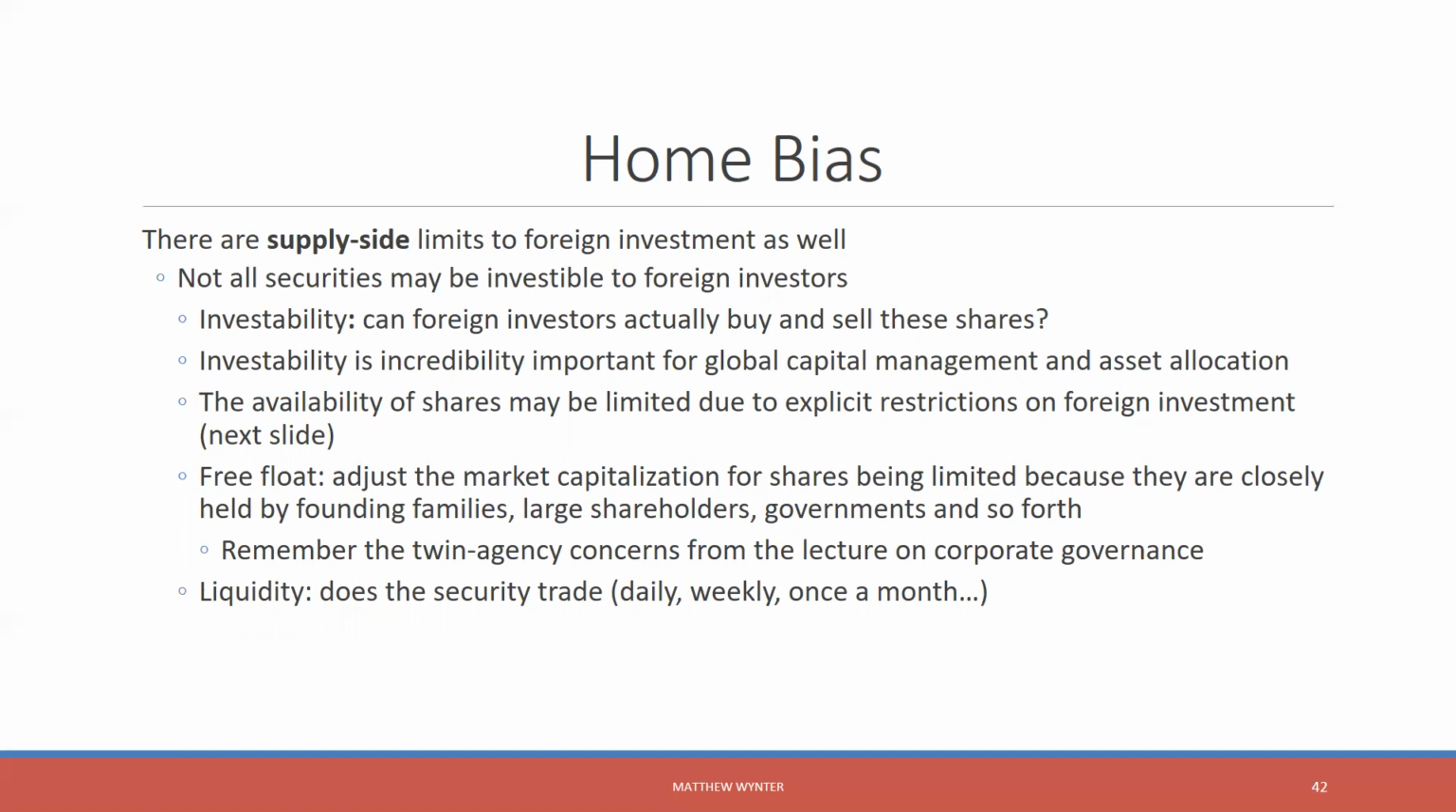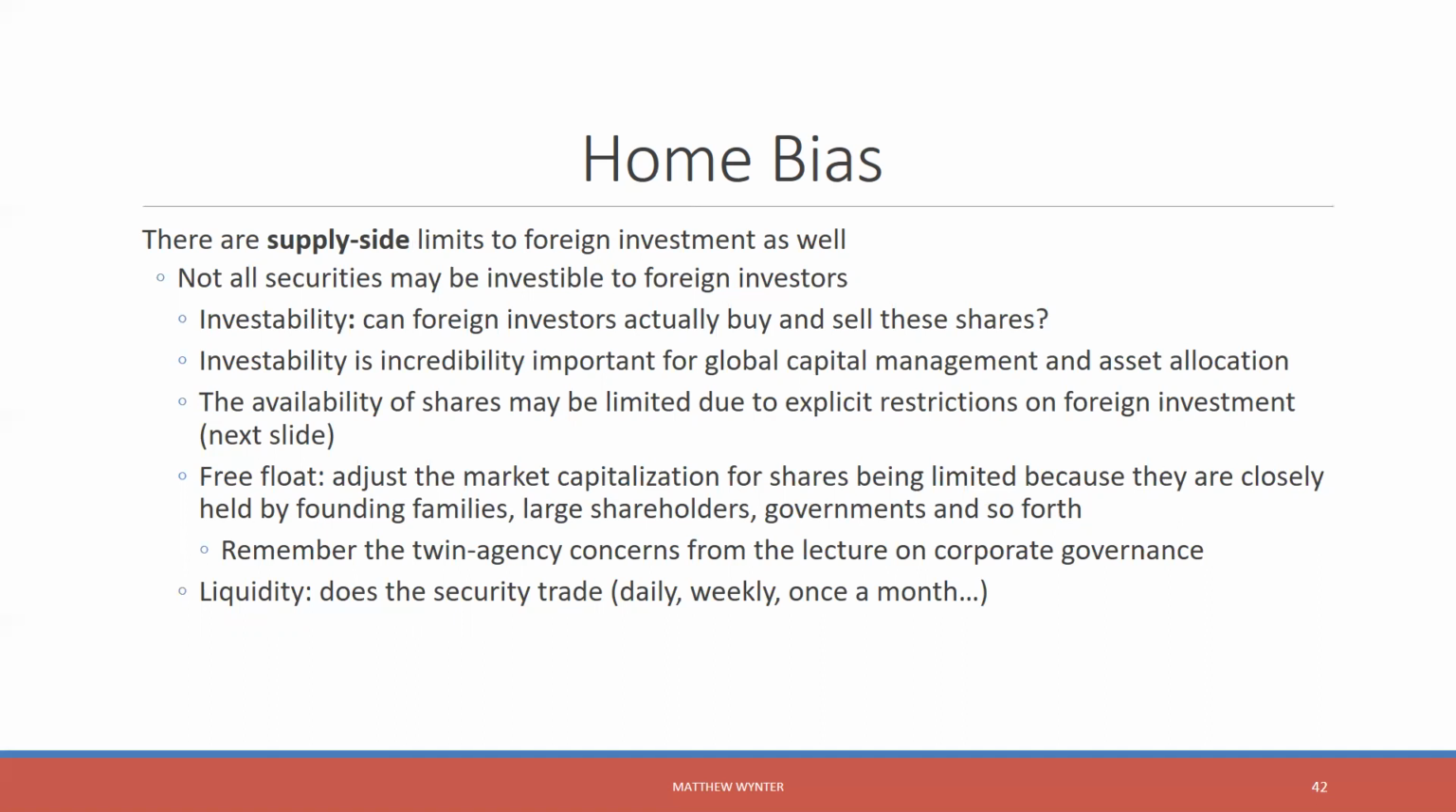Market capitalization you're familiar with. The free float adjusts the market cap for shares being limited because they're closely held by founding families, large shareholders, and governments. If you remember when we discussed corporate governance, we said there's a twin agency concern because we have large shareholders who own a lot of the company, again, because information is costly. So one of the ways of internalizing this information externality is by having a large share of the company. So we have this twin agency concern that we're worried about managers, we're worried about the large shareholder, and so on and so forth.